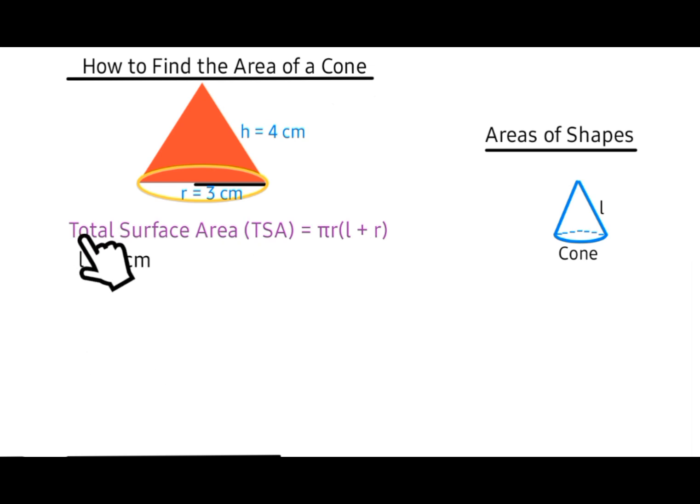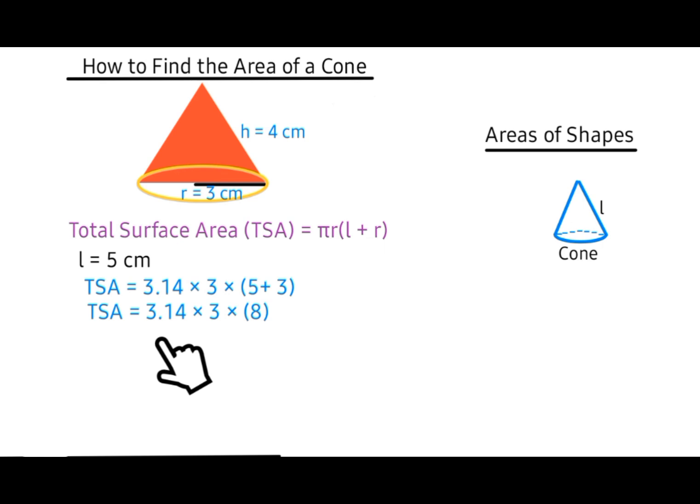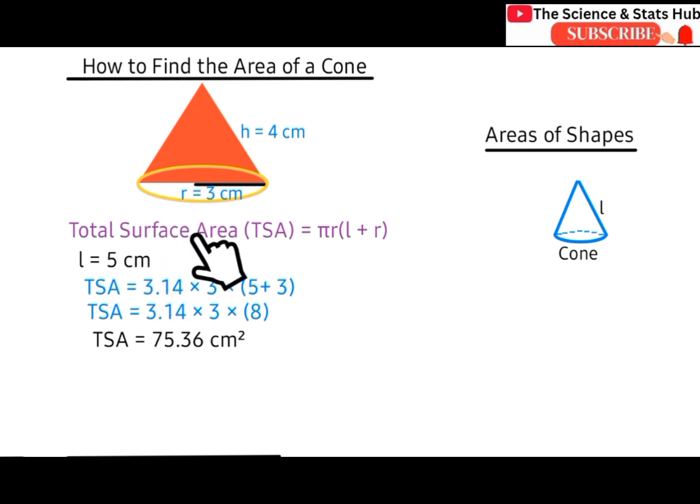Now let's calculate the total surface area with our formula. Pi, 3.14 multiplied by R value multiplied by L value is 5 plus R value is 3. We have 3.14 multiplied by 3 multiplied by 5 plus 3 gives 8. Therefore, 3.14 multiplied by 3 multiplied by 8, 75.36. Therefore, the total surface area of this cone is 75.36 centimeters square.